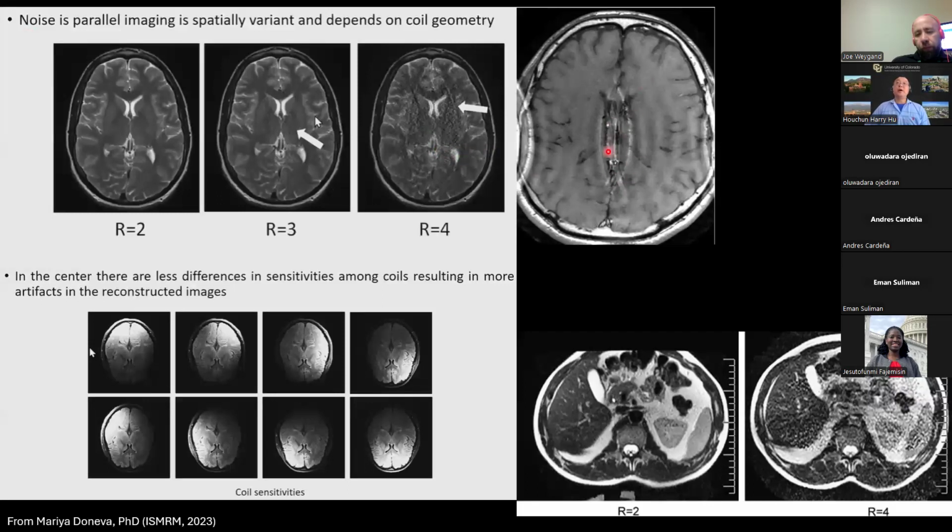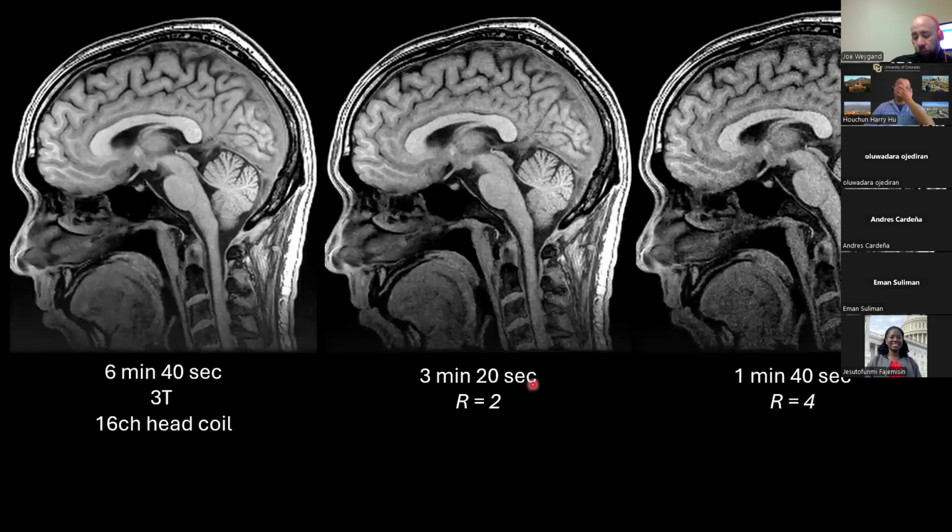Here's a little bit more obvious one where you can see there's residual aliasing left in the middle of the brain. And again, it all depends on where the coil sensitivities sit relative to the anatomy you're imaging. In the abdomen, you can see that with an R acceleration of 4, this is just way too noisy. And even with an R acceleration of 2, there's a little bit of artifact in the center.